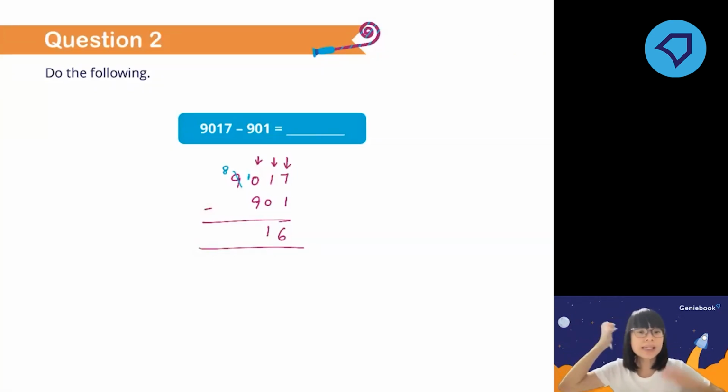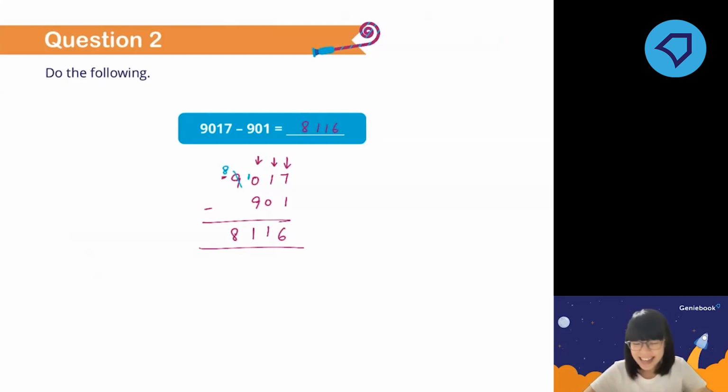Okay, so now we're going to take 10 minus 9. 10 minus 9 is equals to 1. Excellent job. Okay, and lastly, we are left with the digit 8 in the thousands place. 8 minus nothing, that will give us 8. So your answer would be 8,116.